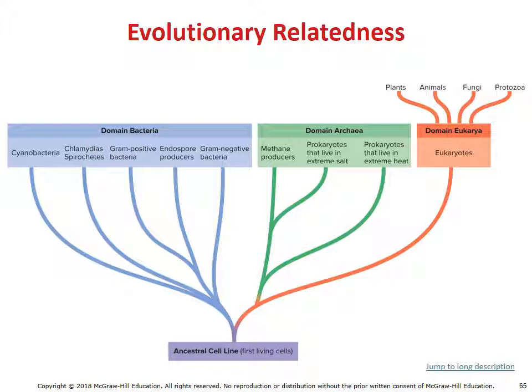We think the original cells, we don't know what they were, but they did give rise ultimately to things like archaea, bacteria, and eukarya, our three domains. And from there, domain eukarya turned into things like plants, animals, fungi, and then protista.